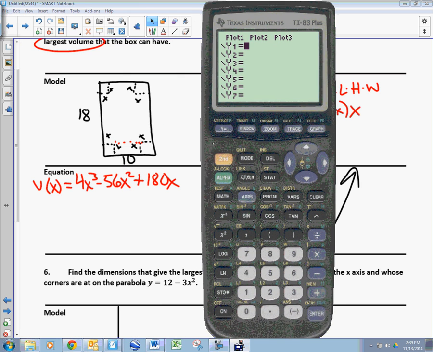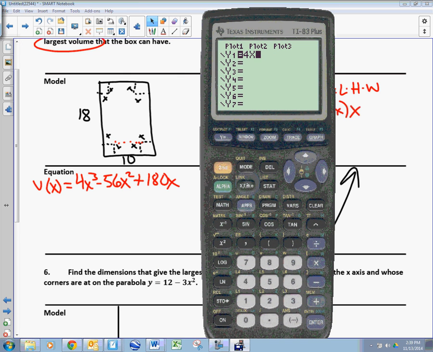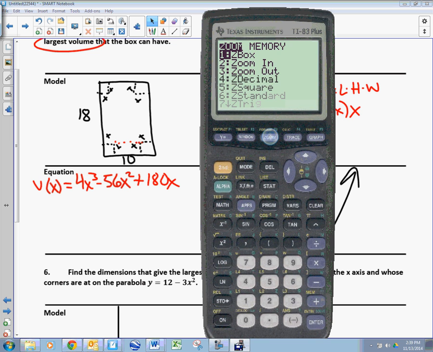All right, let's type it in. 4x to the third minus 56x squared plus 180x. I will zoom standard. What do you notice about my graph?